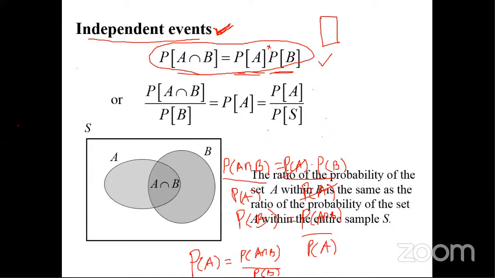Otherwise, for today, basically, I wanted us to introduce ourselves to working with sets and probability. Okay, I hope we have seen.